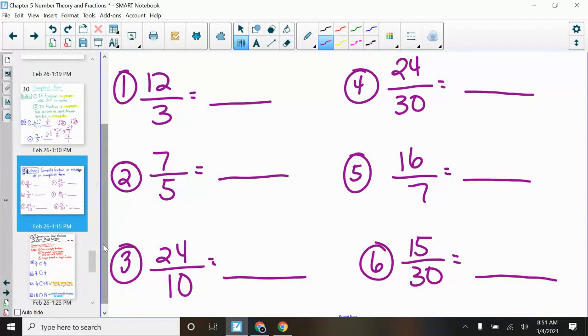Number 2, what kind of an answer should that one be? That should also be a mixed number. What about number 3? Mixed number. Number 4, should it be a mixed number? No. What about number 5? That should be a mixed number. What about number 6? No.